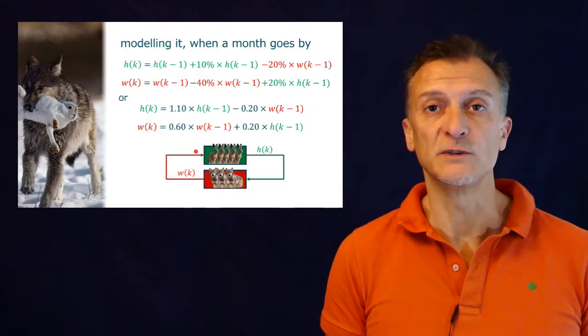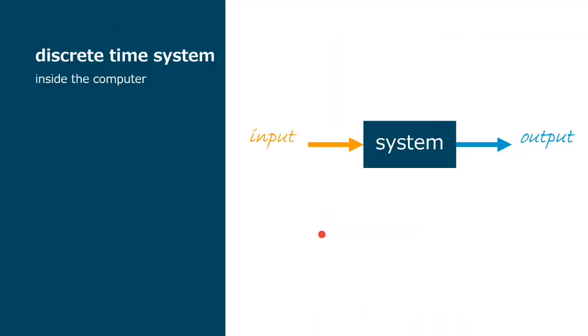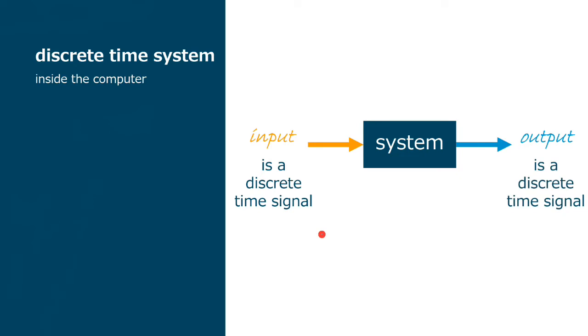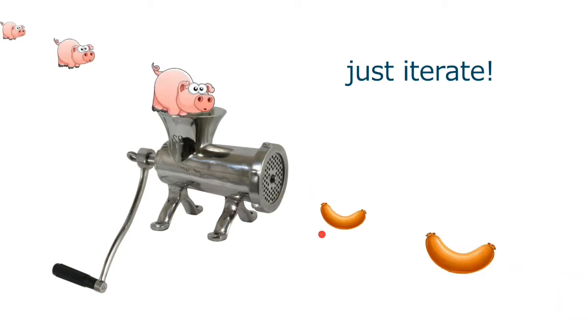And this is what a discrete time system is. A discrete time system is a system where the input signal is a discrete time signal and the output is a discrete time signal as well. And this is what defines a discrete time system. When you have a discrete time system, you can just iterate to get the evolution of the output.